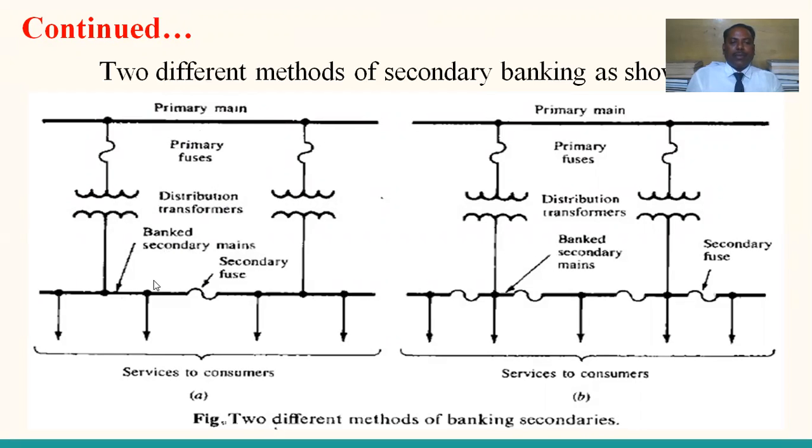banked secondary mains. Banked secondary mains in the sense that the secondaries of the distribution transformers are connected through a secondary piece, so that it can serve the consumer, so that load diversity increases, so that KVA rating is conserved. So this is one scheme of connection. And in another scheme of connection, here only one sectionalizing switch is kept, but here there are a number of switches.